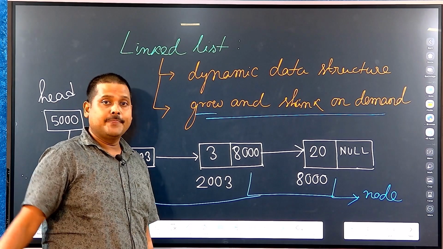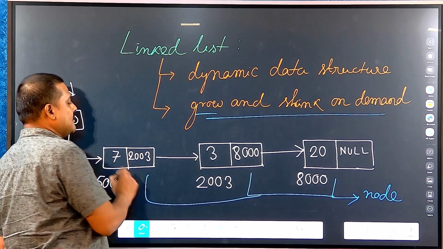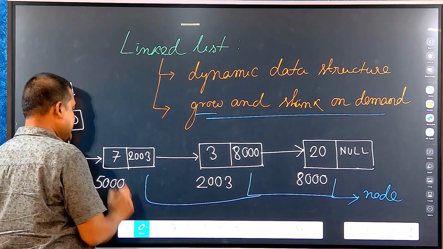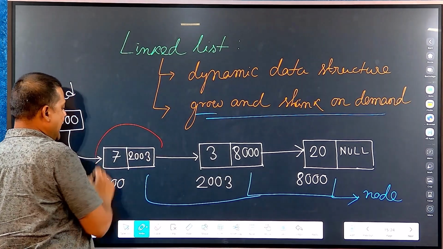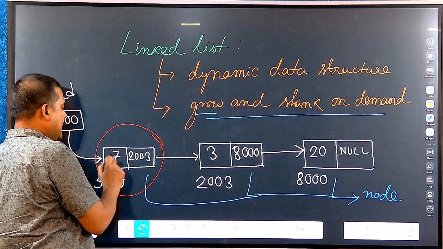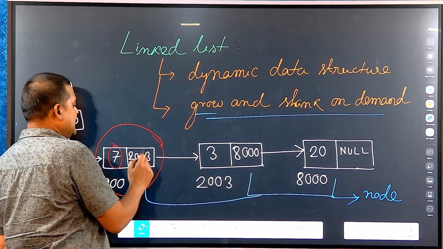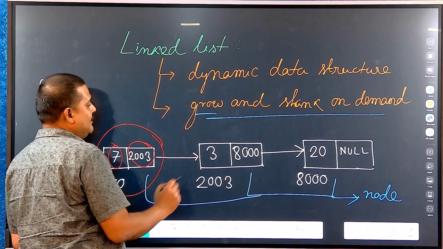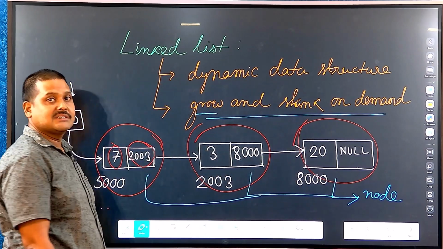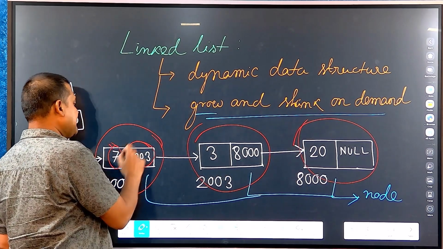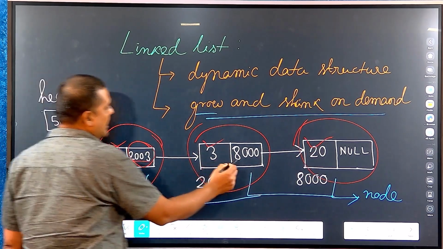How does it look? Why is it called a linked list? Because, say for example, look here, this is an element. This is a place where we have stored the value 7, and another value, which is nothing but the address of another location. So, this is another location, and this is another location. These are nothing but different locations having different values. Here 7 is there, here 3 is there, here 20 is there. Now, here 2003, 8000 and null.